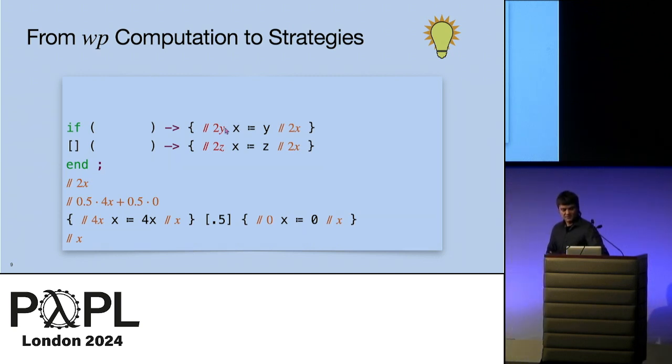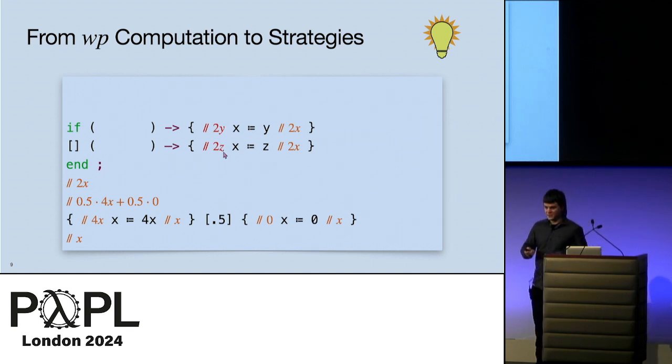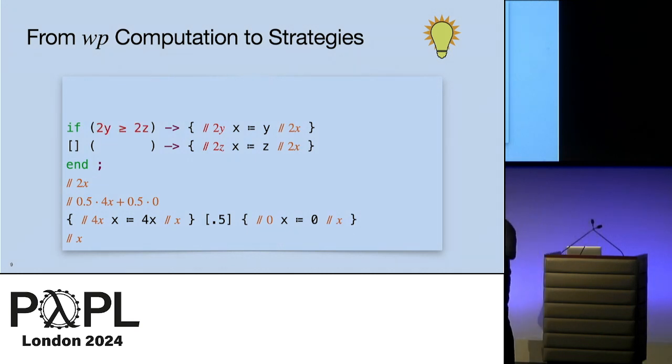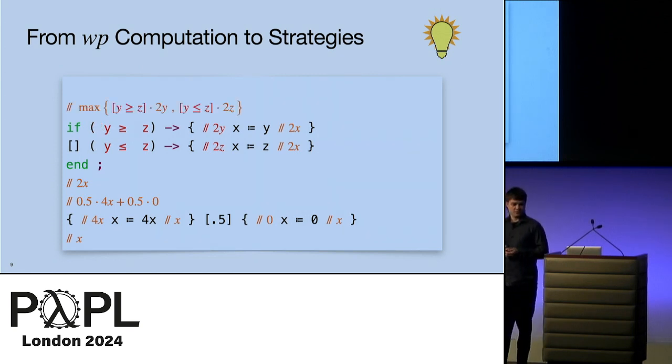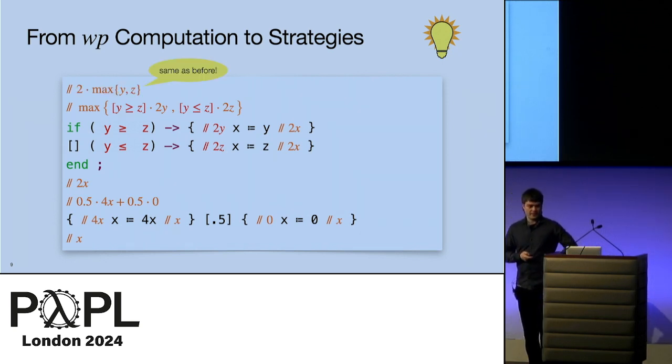Well, these two predicates highlighted here in red tell us that if we take this branch, then at the end we get expected value 2 times y. Otherwise, we get expected value 2 times z. Now we're interested in maximizing the expected value. So, let's just take the first branch if that value is larger than what we get in the second branch. And analogous for the second branch. Of course, we can also simplify that again. We can, if we want, keep computing our weakest pre-expectation, but it turns out that this is just the same as before, and indeed this is not a coincidence, as we will see in a second.